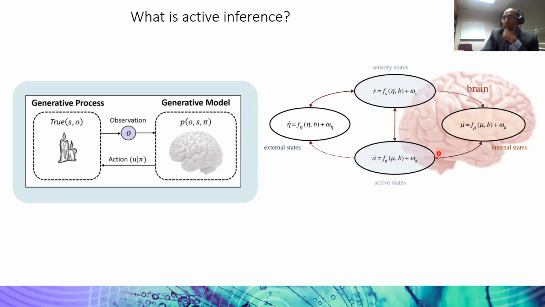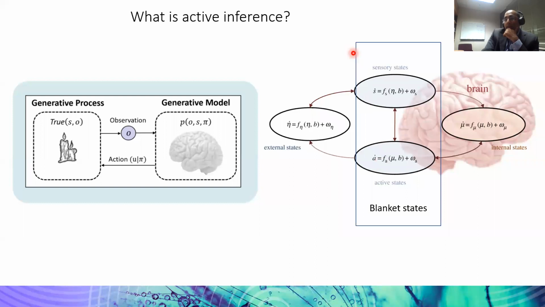And here the Markov blankets come in, because the Markov blankets define this boundary between the internal and the external world. The blanket states comprise the active states and the sensory states, and these provide statistical boundaries between the brain, let's say, and the outside world.